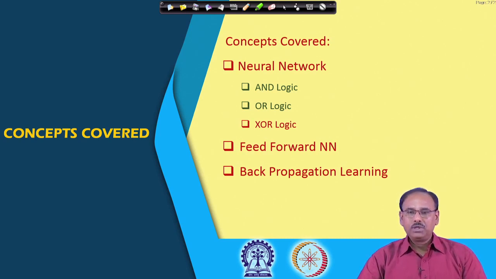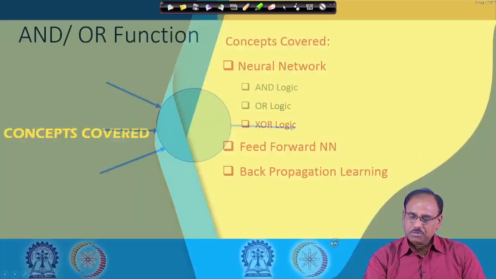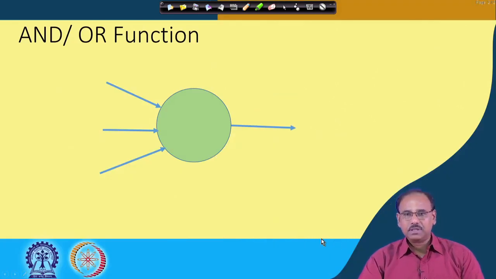Today, we will talk about other implementations of neural networks like XOR logic. We will also talk about feed forward neural networks or multi-layer perceptrons, and we will also talk about how neural networks can be trained using a learning mechanism known as back propagation learning. So, let me just recapitulate what we did in our previous class.